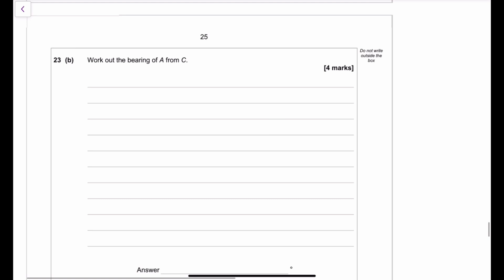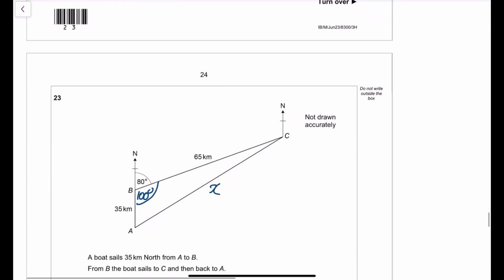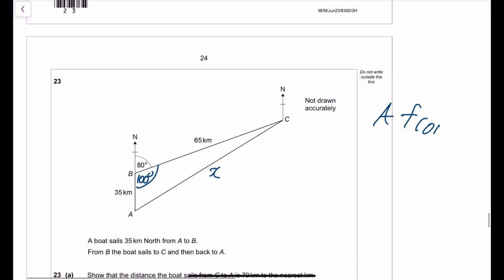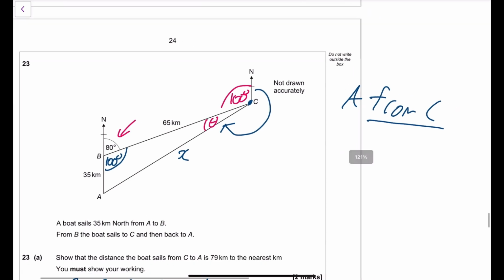Next one says, work out the bearing of A from C. So what it told me here was A from C. From C means I'm starting at C. And people get this wrong all the time. They do it the wrong way around. So that's what we're looking to get. To get this, by interior angles of parallel lines, I know this wee angle here is 100 degrees, because this one was 80, and 80 plus 100 adds up to 180. So if I knew this wee angle and call it theta, then I could work out the bearing of C by taking 100 and theta away.